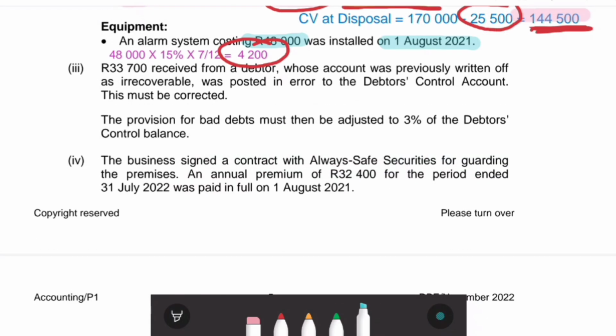The next adjustment we have reads as follows. $33,700 received from a debtor whose account was previously written off as irrecoverable. In error to the debtor's control account, this must be corrected. When we receive payment from a debtor that was previously written off, this transaction does not affect debtor's control in any way. This person is no longer our debtor.